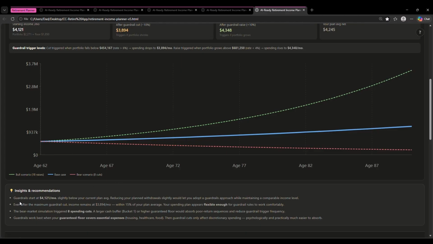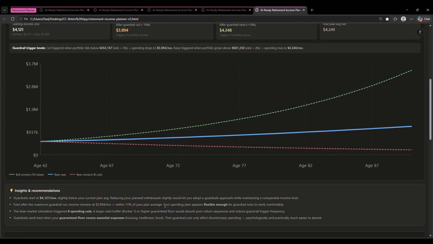But let's just have a look at what our planner's insights and recommendations are telling us. So our guardrail starts at $4,121 a month, slightly below your current plan average. Reducing your planned withdrawals slightly would let you adopt a guardrail approach while maintaining a comparable income level. Even after the maximum guardrail cut, income remains at $3,894, within 15% of your plan average.